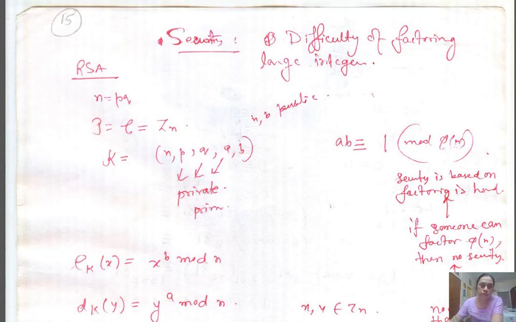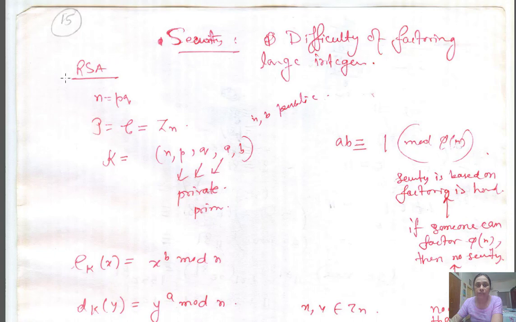In the last class, we introduced the RSA public key encryption scheme. The R is for Rivest, S for Shamir, and A for Adleman. They together invented and designed this cryptosystem. So let us once again recap.